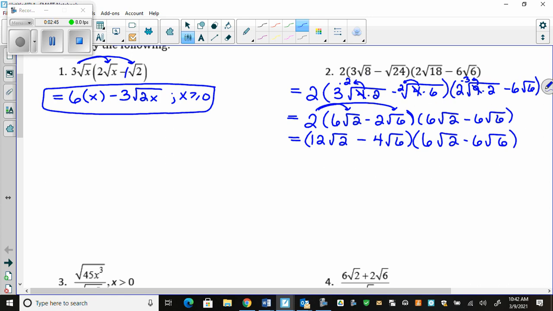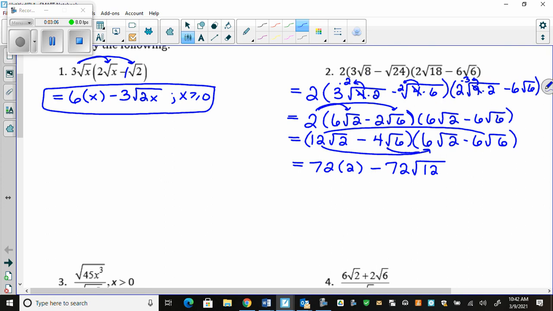And then we can FOIL. 12 times 6 is what? 72. And then root 2 times root 2 is 2 in bracket. And then we do outside. 12 times negative 6 is negative 72. Root 2 times root 6 is root 12.